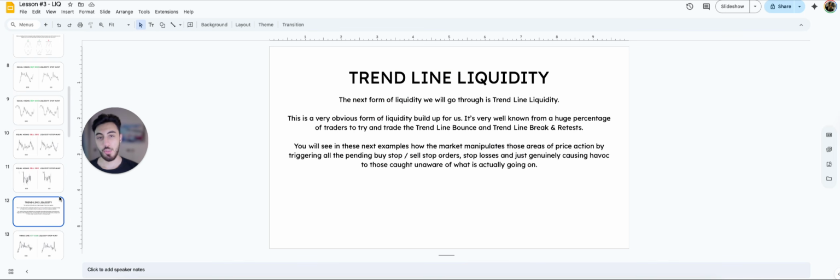Now let's talk about the grandfather of the equal high and equal low, which is trend line liquidity. The next form of liquidity we go through is trend line liquidity. This is a very obvious form of liquidity build-up for us. It's very well known that a huge percentage of traders try to trade trend line bounces and trend line break and retest, right? You will see in the next example how the market manipulates those areas of price action by triggering all the pending buy stop or sell stop orders and stop losses, and just causing havoc for those caught unaware of what is actually going on.